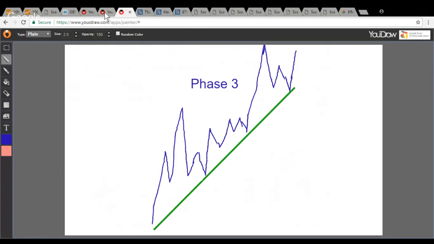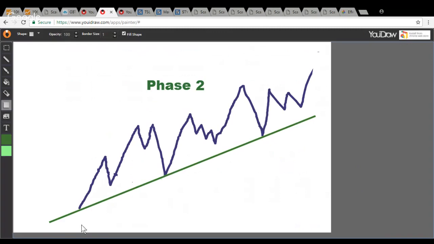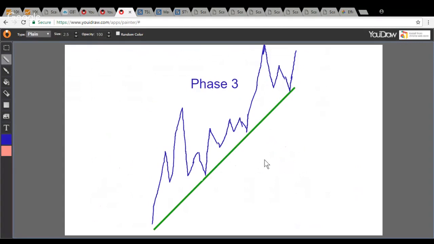Now, I'm not suggesting that those angles are necessary. What is necessary is an obvious acceleration in the delta of the lows on the phase line. The delta is obviously the rate of change of this line, its angle up. You cannot have a phase three with a smaller angle than phase two. You cannot have a phase four with a smaller angle than a phase three.